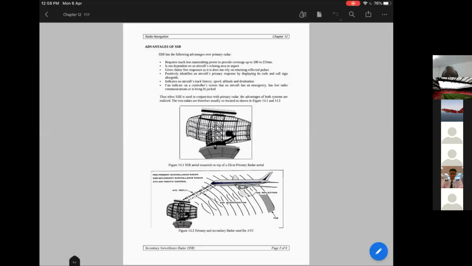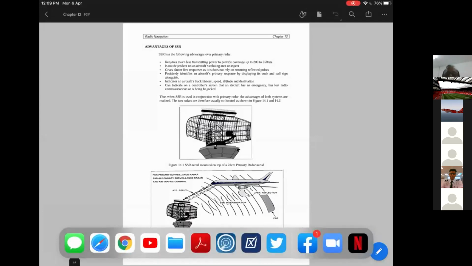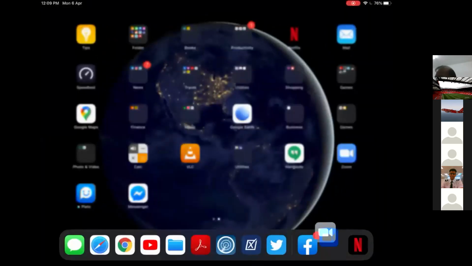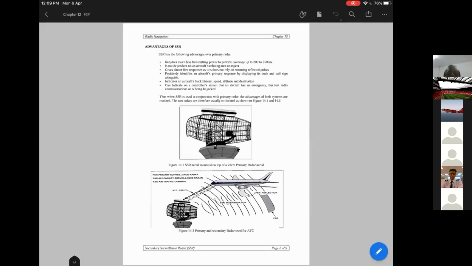This one, sir? Yeah, this one. You see the aerial, these have the aerial marked here. The larger size of the aerial happens to be the primary radar, where the position of the aircraft is marked, and the smaller one on the top, on the bottom, is called the secondary radar. Now, I would like somebody in the class to read the advantages of SSR, please.